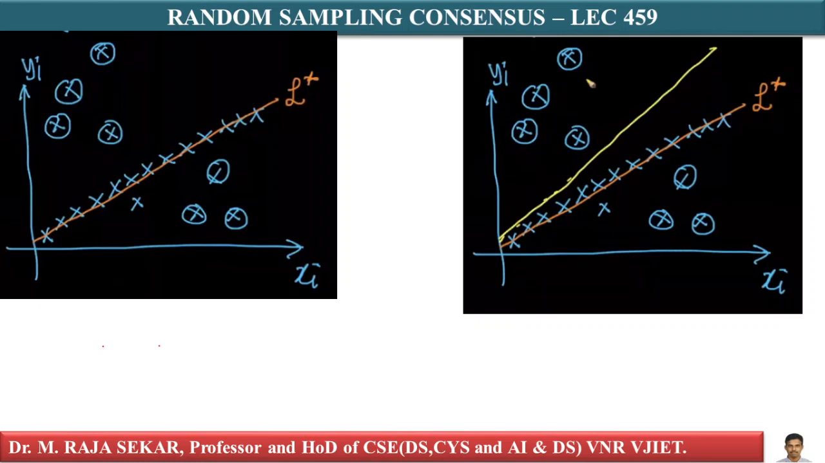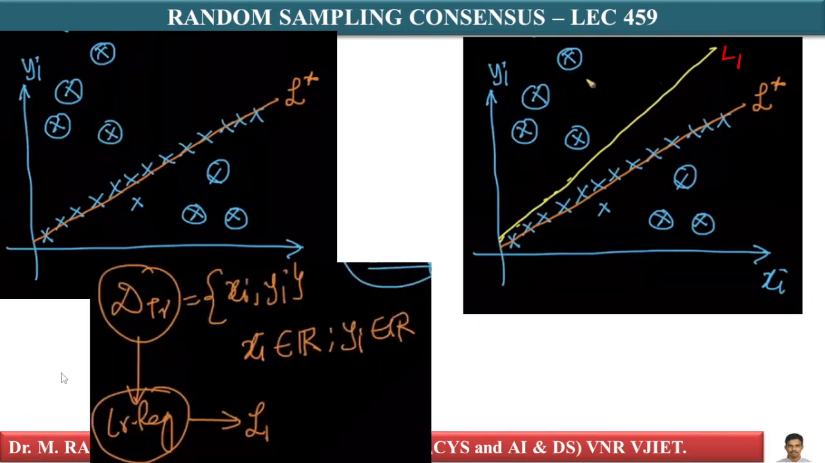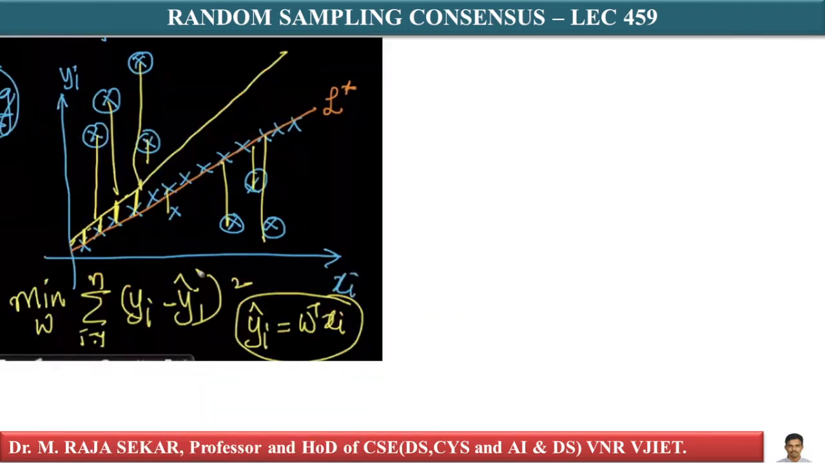Now if you train a linear regression model on the whole of D train, probably the line that we get is like L1. L1 probably looks like this. So what does linear regression try to do? Linear regression is saying, I want to minimize the sum over i equal to 1 to n of (yi minus yi hat) whole squared. This is your squared loss.